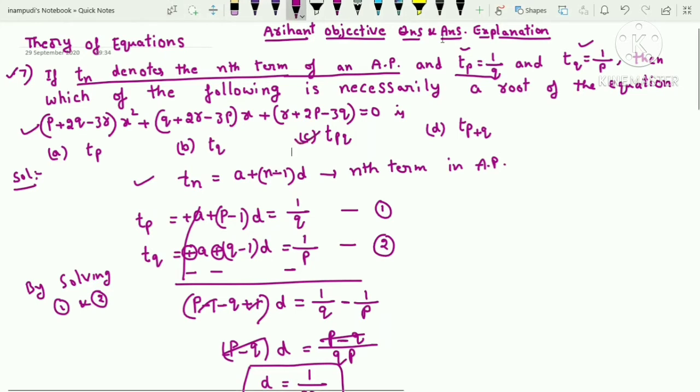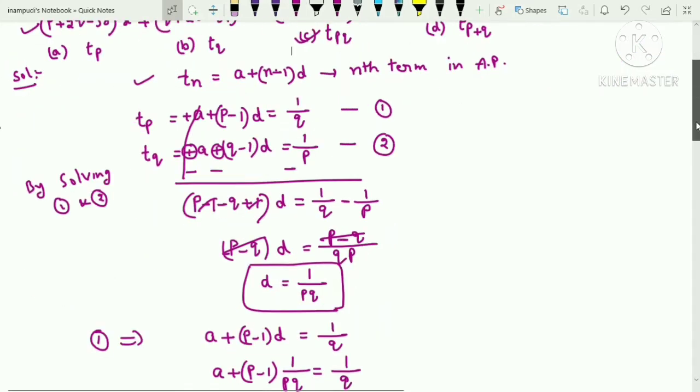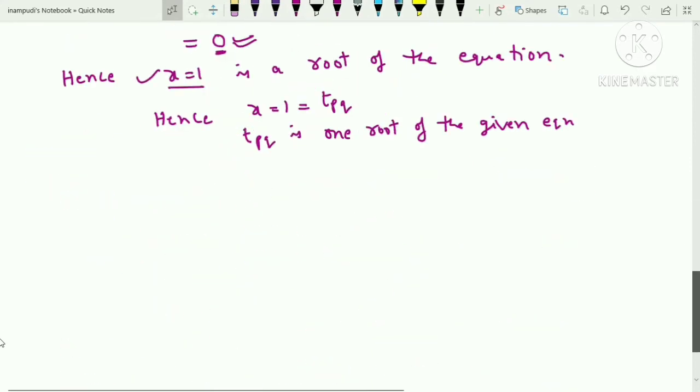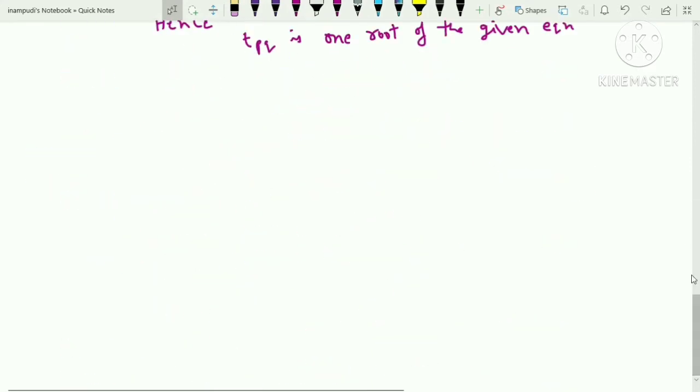So, we go to another question. Eighth question. What is the eighth question?